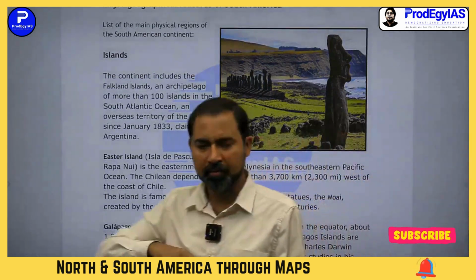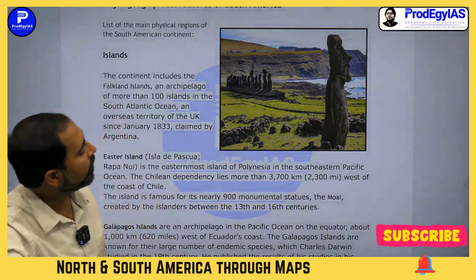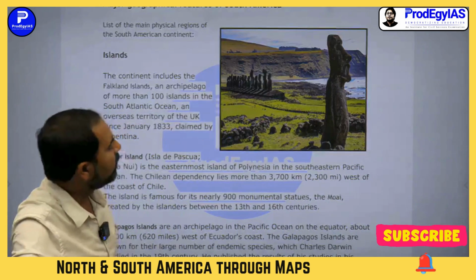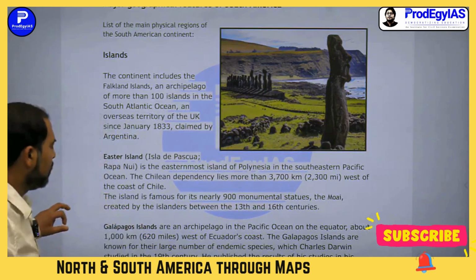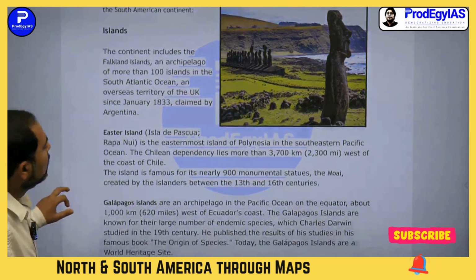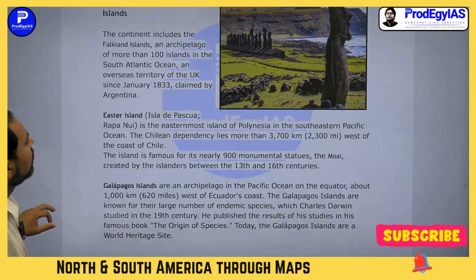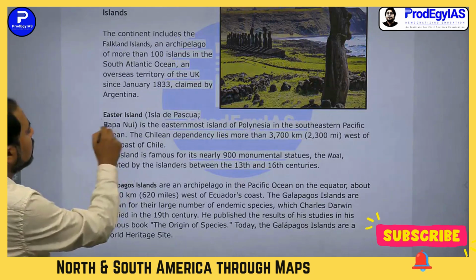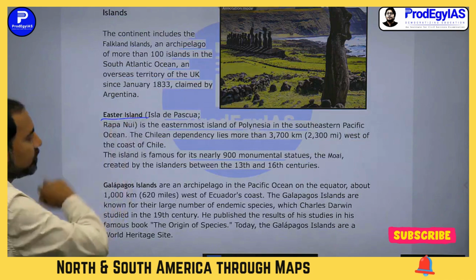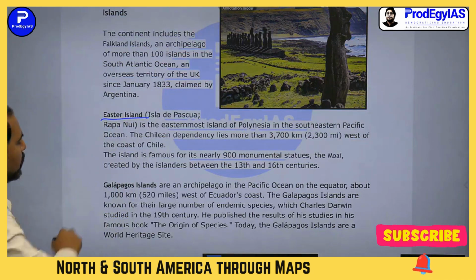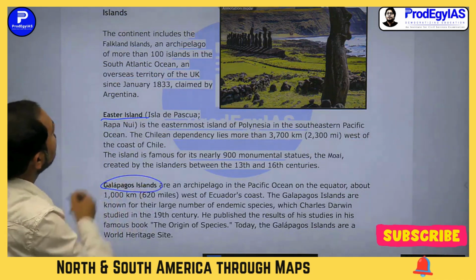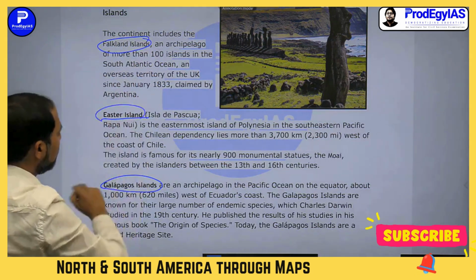This is like an architectural or historical wonder. It is also called Rapa Nui. So you have to locate this island also. Easter Island, Galapagos Island, Falkland Island. So they all are important.